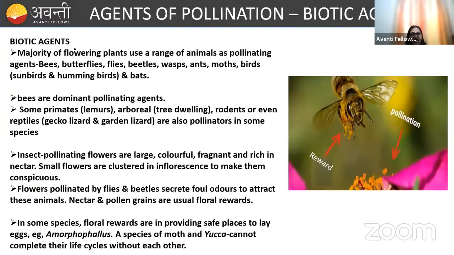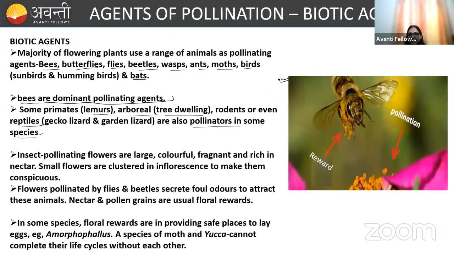Next is the biotic agent, which includes insects like bees, butterflies, flies, beetles, wasps, ants, moths, birds, and bats. Bees, remember, are the dominant pollinating agents. Some primates like lemur, arboreal tree-dwelling rodents, and even reptiles are also pollinators in some species.